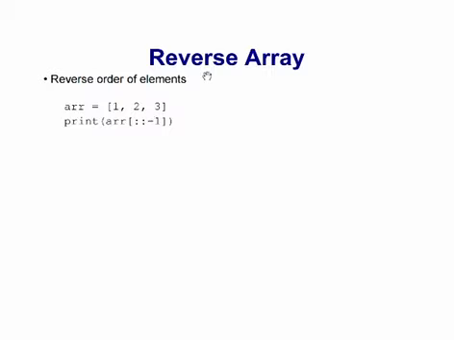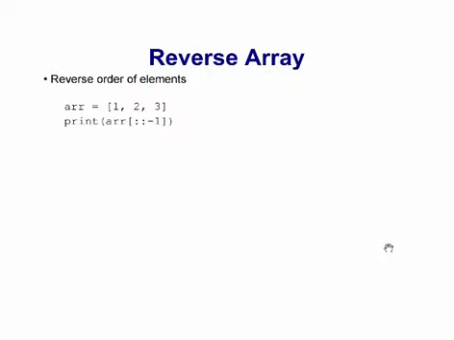And now we are going to reverse array. What is reverse array? To reverse an array quickly in Python, we use slicing. This is called slicing. This returns an array in reverse order. See, now the array is 1 2 3. When the slicing is used, what will happen? The output will be 3 2 1.